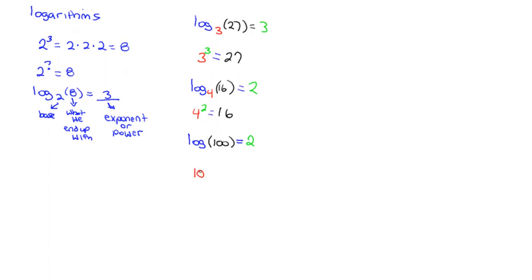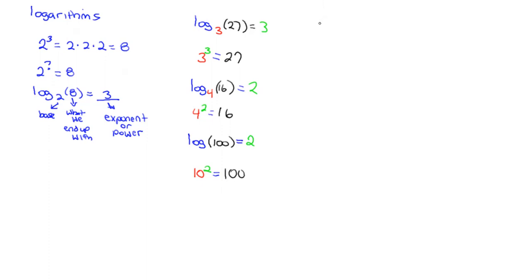All right, so if I rewrite this as an exponential, the base is 10, I know that because nothing's written down there. The exponent's equal to 2 because that's what the logarithm is equal to. And I ended up with 100 because that's what logarithms have. They have bases and what we end up with. So let's go and reverse the process.